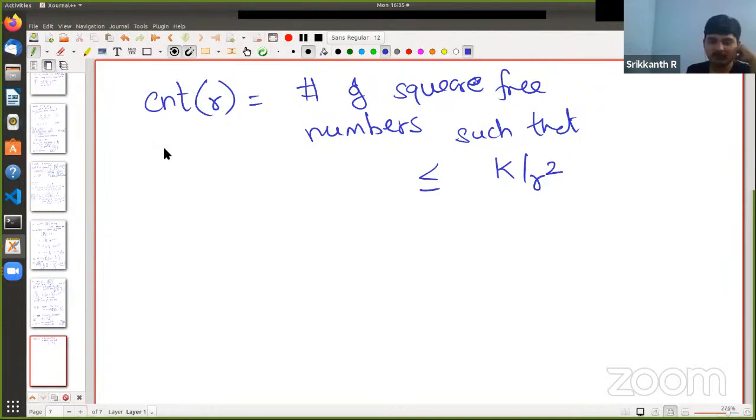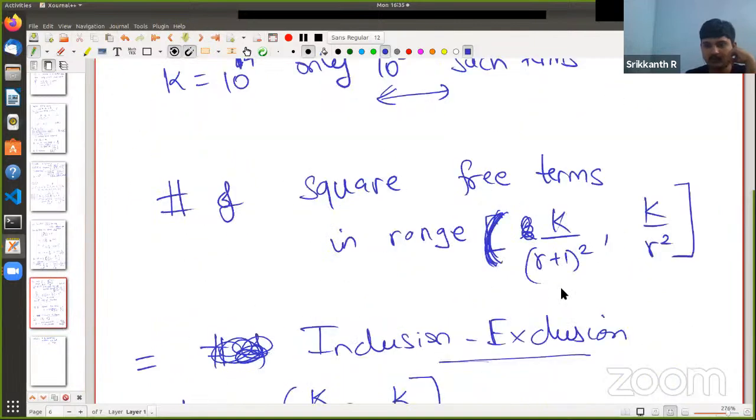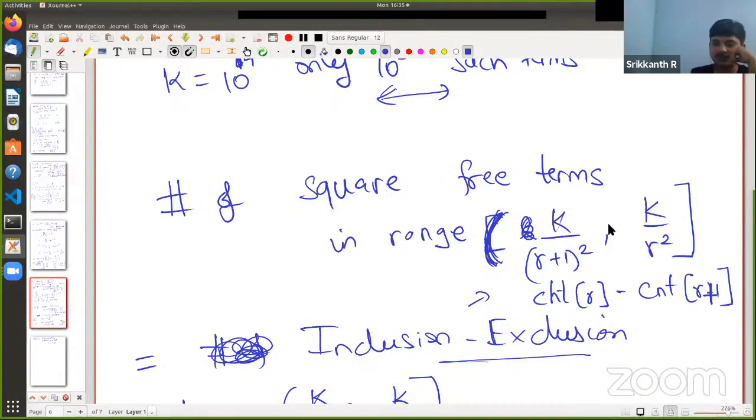So if we define count of r like so, then essentially what we want here is the sum in this range is count of r minus count of r plus 1. Because the number of square free terms in this range is the same as the number of square free terms less than k by r square minus the number of square free terms less than k by r plus 1 square.